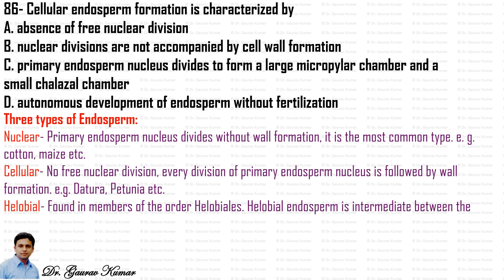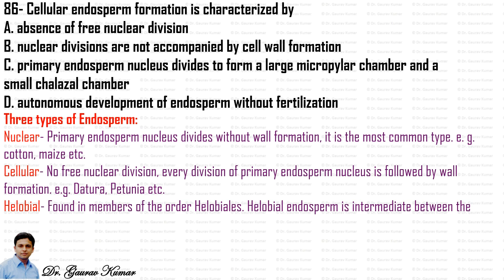The second one is cellular endosperm, in which there is no free nuclear division, and every division of primary endosperm nucleus is followed by wall formation. For example, it is found in Datura and Petunia, etc. And then the halobial type of endosperm.